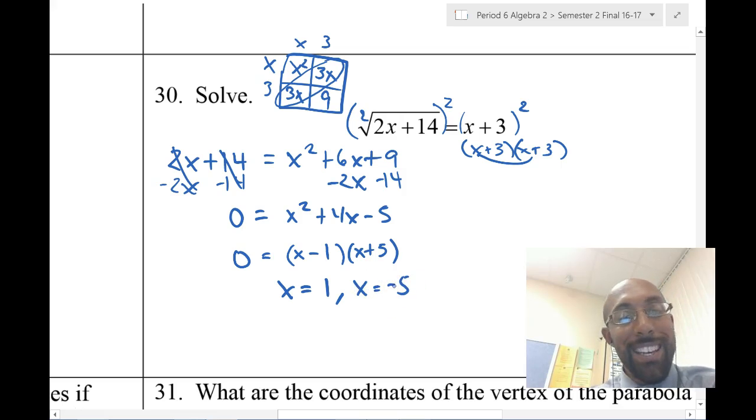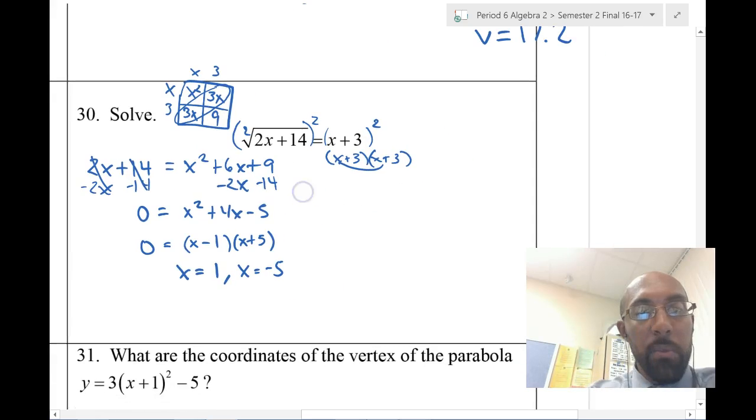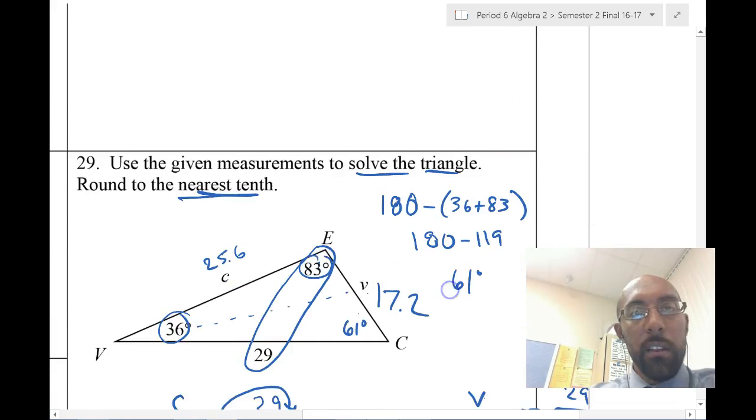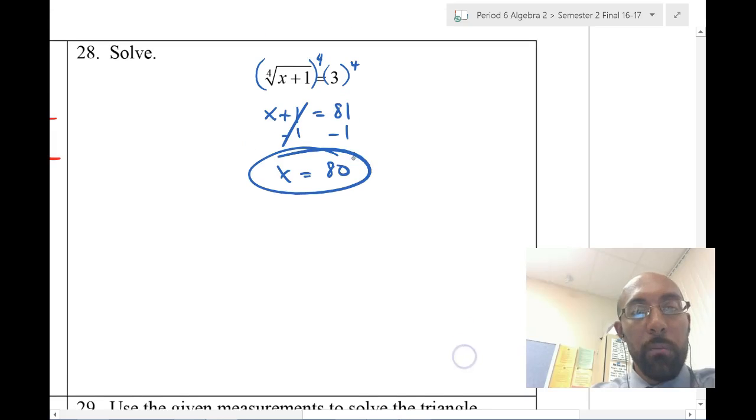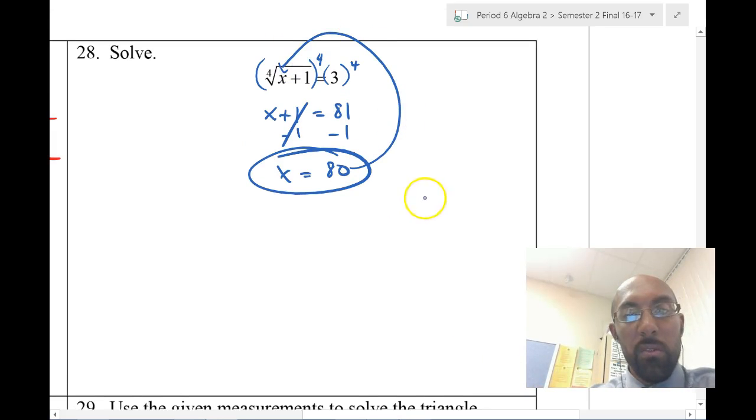Now, more often than not, one of these solutions will not work. So you're going to have to plug them in, like I did in the last problem, and check to see if they work. I think in one problem, actually the last one, I did not check, so that was not good of me. I should have plugged this 80 back in. Let's do that really quick.